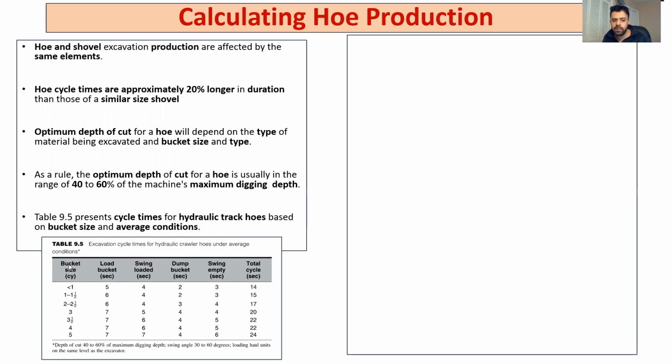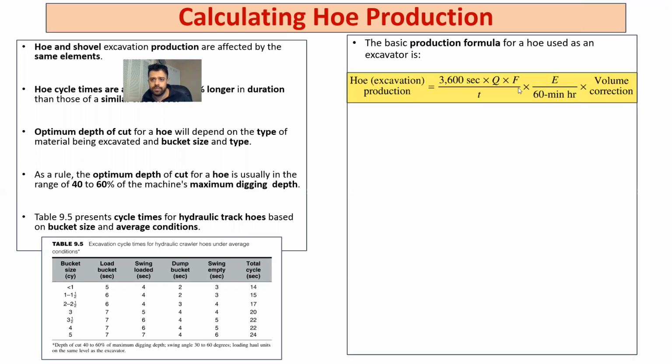That is highly dependent on the bucket size. That's why if you have the bucket size, it can tell you the total cycle time in one cycle, of course. So the production formula is familiar. You have seen this before for front shovels. This is for conversion, because there are 3,600 seconds in an hour.